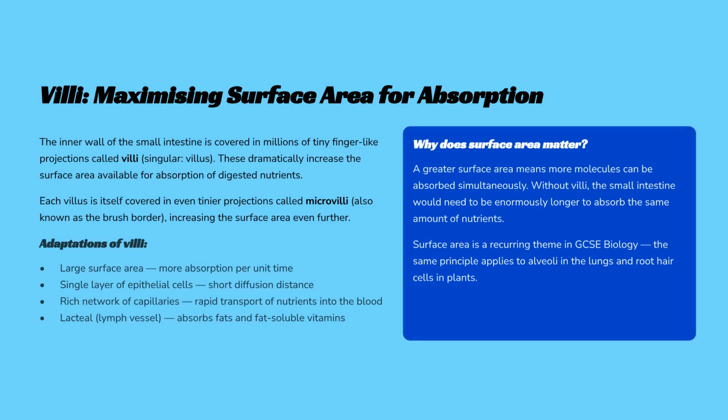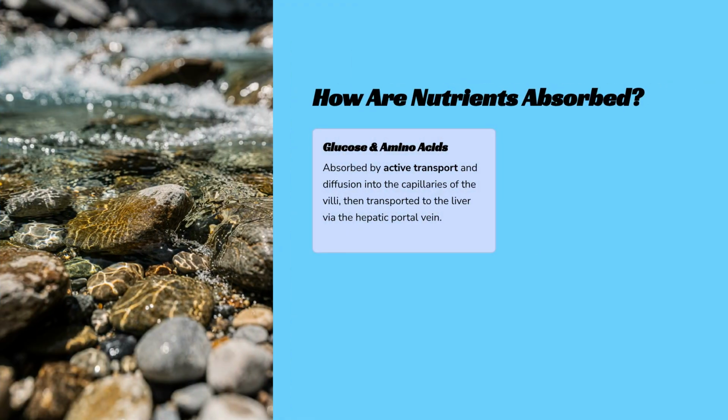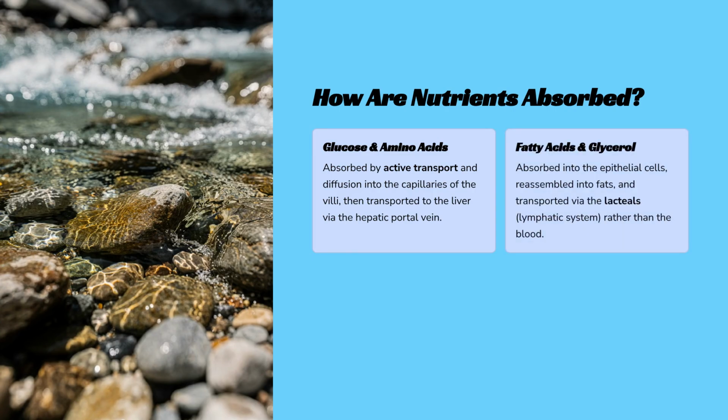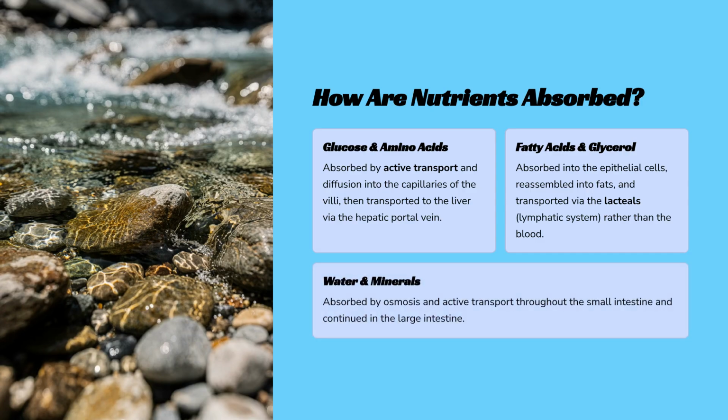The inner walls of the small intestine are covered in villi and microvilli, which dramatically increase the surface area for absorption. Villi have rich capillaries and lacteals for rapid transport of nutrients. Glucose and amino acids are absorbed by active transport and diffusion into the capillaries. Fatty acids and glycerol enter the epithelial cells, are reassembled into fats, and absorbed into the lacteals. Water and minerals are also absorbed here.